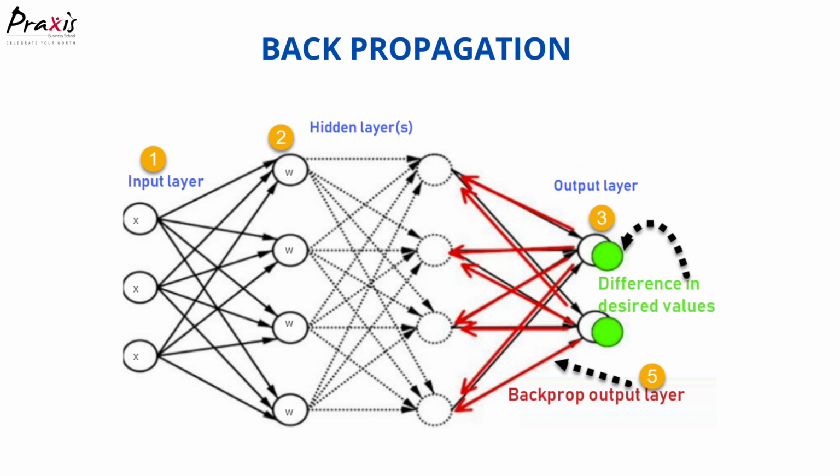To reduce the error, the signal now travels back into the network from the output and alters the parameters of each neuron with the help of another algorithm known as gradient descent. This backward traveling of signals within the network is known as the backward propagation algorithm.